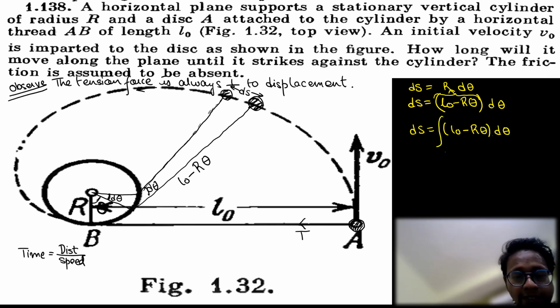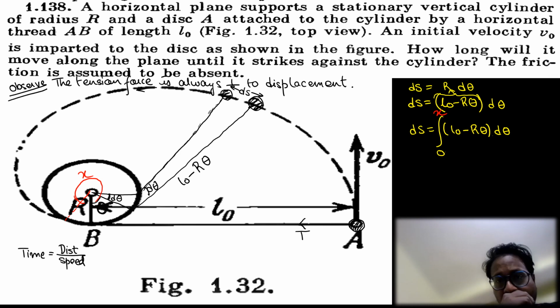From theta equals 0 to theta equals some value when it wraps around this cylinder. Let's say theta is equal to some value, let's point it with red, to this entire value of theta. Let's name this x. Now the question I have is, what is the value of x?